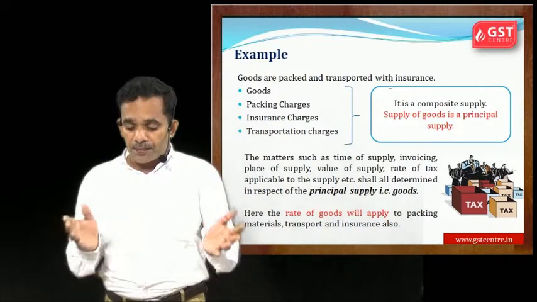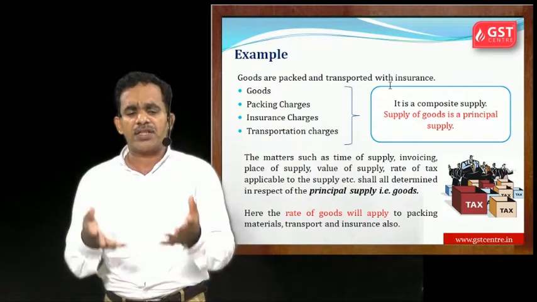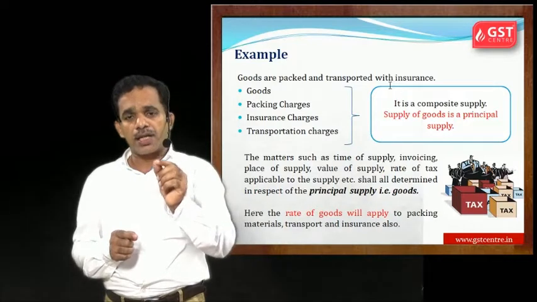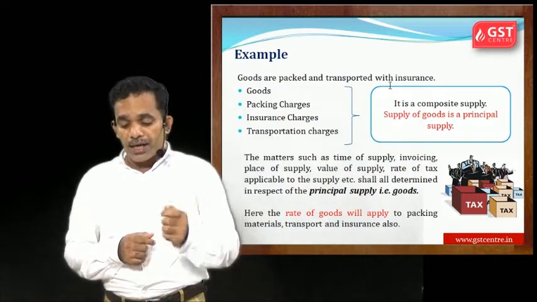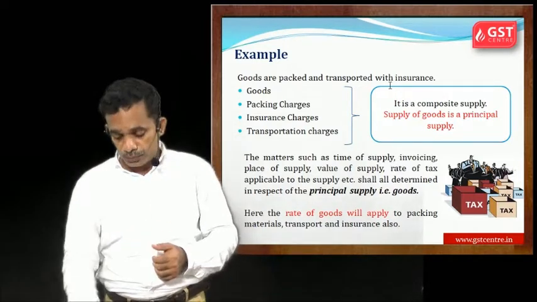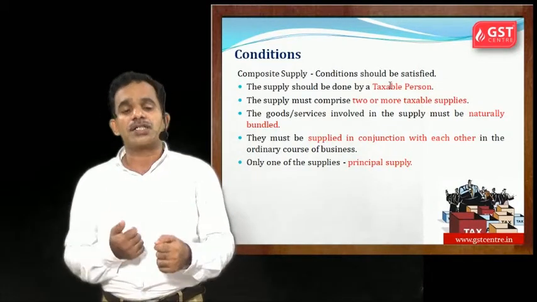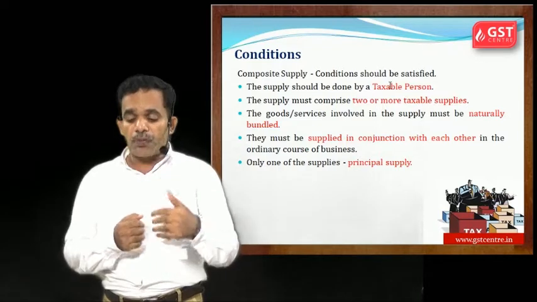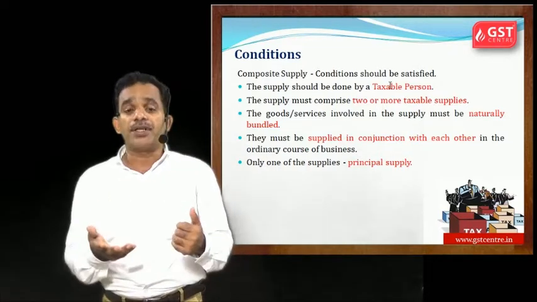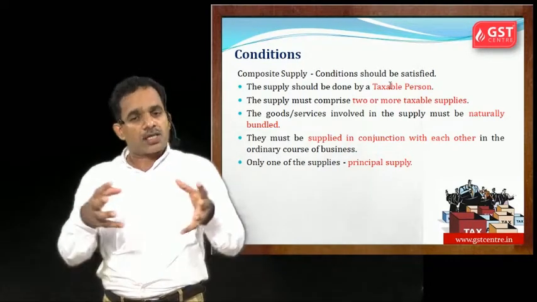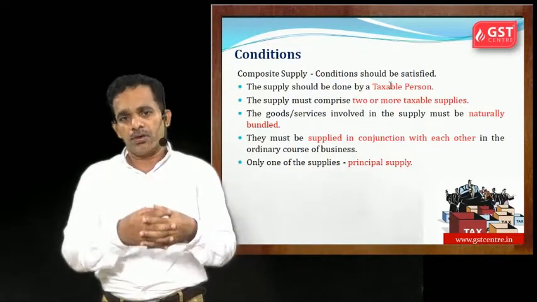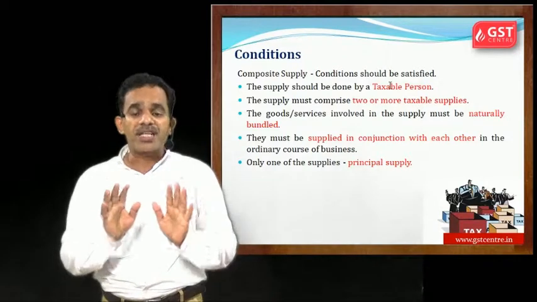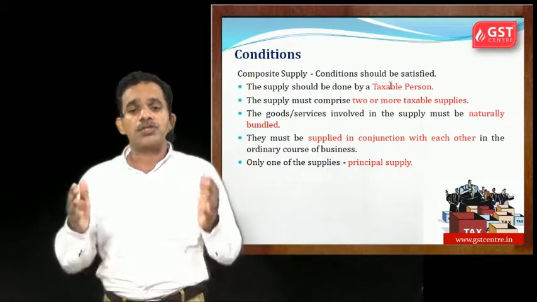So the matters such as time of supply, invoicing, place of supply, value of supply, rate of tax, everything will be considered based on the principal supply. अगर आपको रेट ढूंढना है तो गुड्स का क्या रेट है वो लेना है. And here the rate of goods will apply to packing materials, transport and insurance also. So see, what are the conditions to be checked? The conditions should be that the taxable person should be there. He should provide two or more taxable supplies, and it is naturally bundled. See, in the earlier example, goods have to be packed, insurance can be taken, so it is naturally bundled. That is composite supply, and supplied in conjunction with each other. And one of the supplies is the principal supply. So this condition should be satisfied.